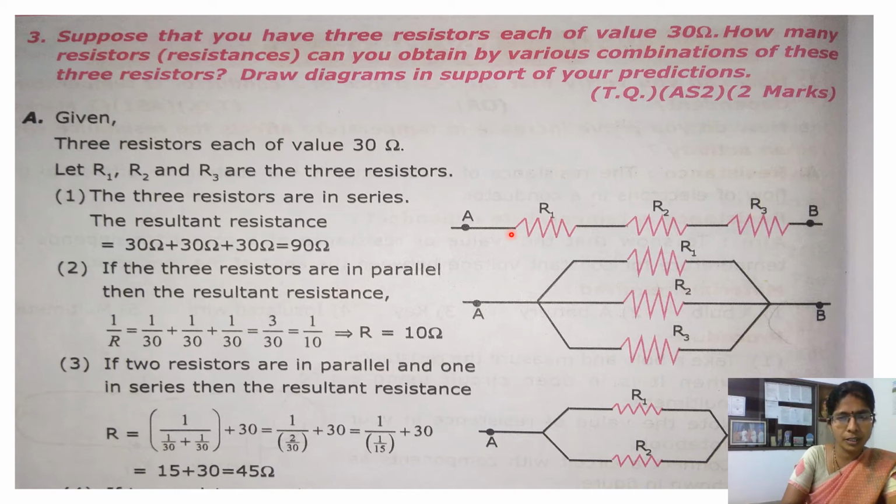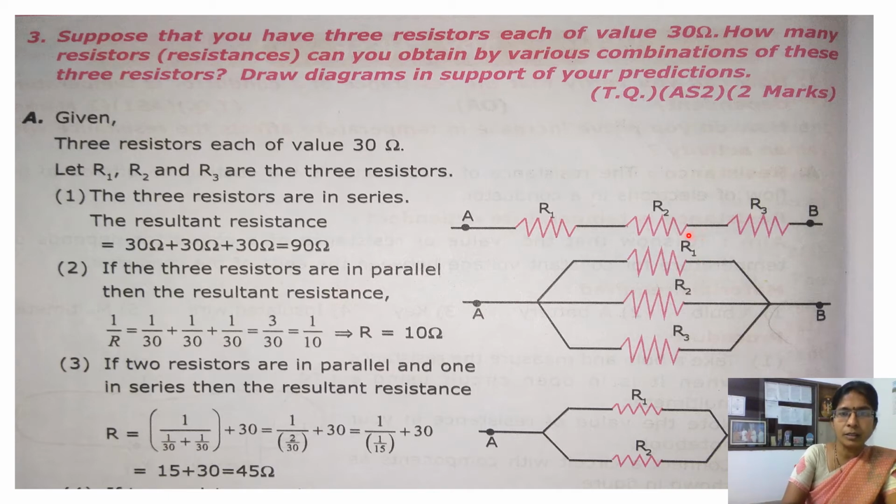We can say that they are in series when one end of the terminal is connected to the other end of the second resistor, and its second end is connected to the other end of the third resistor, and it goes on so on. Then we say that they are in series combination, that is end-to-end connection. Then we say that the resistors are in series combination.